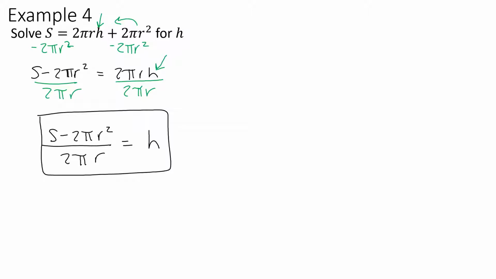Now many of you will want to try to cancel the 2's and the pi's and some of the r's. Here's why you can't do that, or if you wanted to, here's how you would properly divide them. Again, that can be your final answer, but if you wanted to simplify that further, you could break it up into two pieces. The s needs to get divided by 2 pi r, and then the 2 pi r squared should also get divided by 2 pi r, and we subtract.